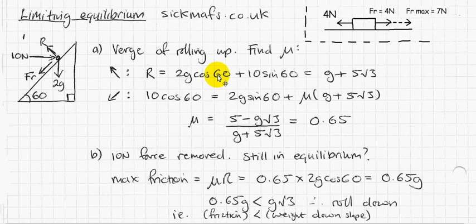Now again, this is in the trigonometry video, and there are examples of how to learn that very quickly. But cos 60 equals half, and half times 2g is 1g. So basically R equals g plus 5 root 3. Now this trigonometry video I'm talking about is on the Sick Maths website. Go into the A-level section for mechanics, and you'll see the trigonometry for mechanics video, so that will explain all this stuff very quickly.